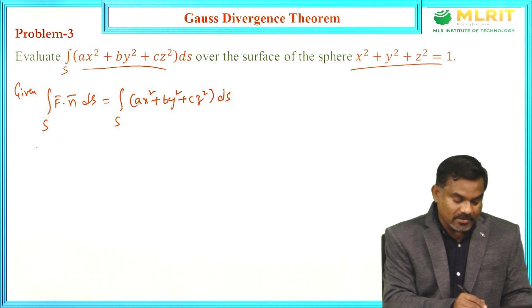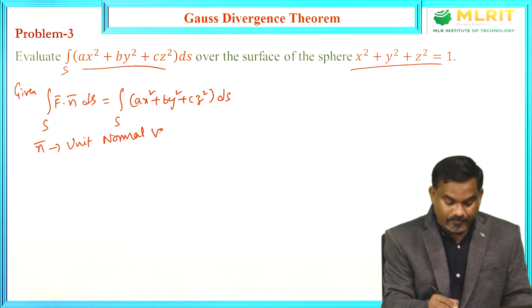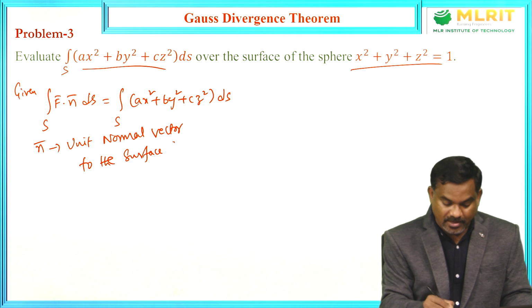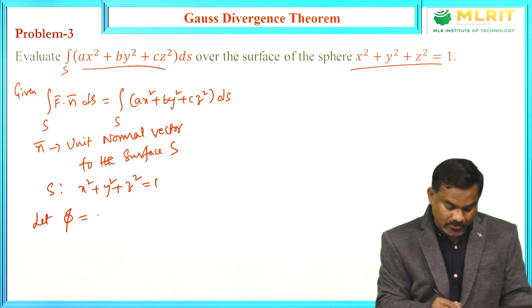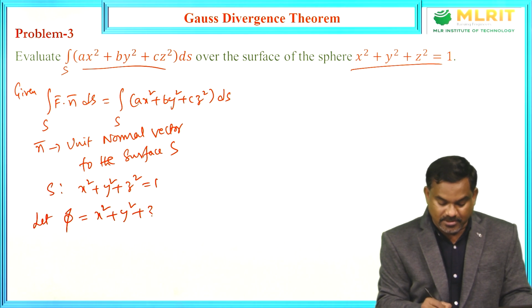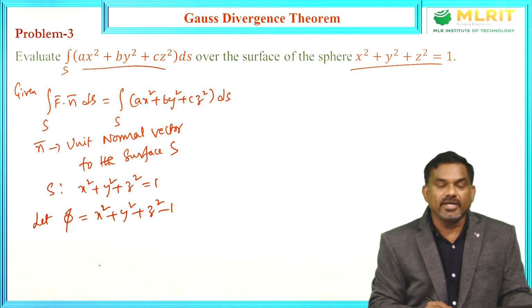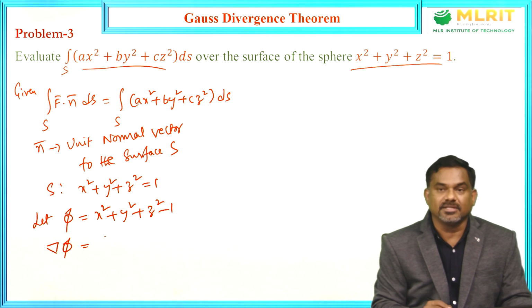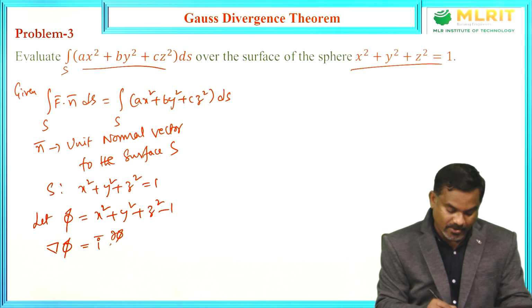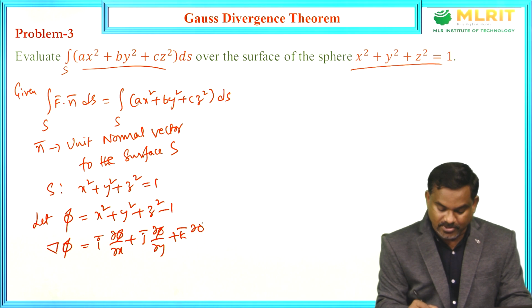So we need to find that vector from the given. And what is n̄? n̄ is the unit normal vector to the surface S. What is the given surface here? x² + y² + z² = 1. So let φ = x² + y² + z² − 1. And how do we get the normal vector? By finding del φ, which is ī ∂φ/∂x + j̄ ∂φ/∂y + k̄ ∂φ/∂z.